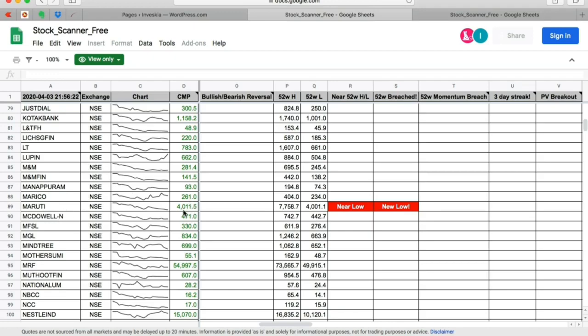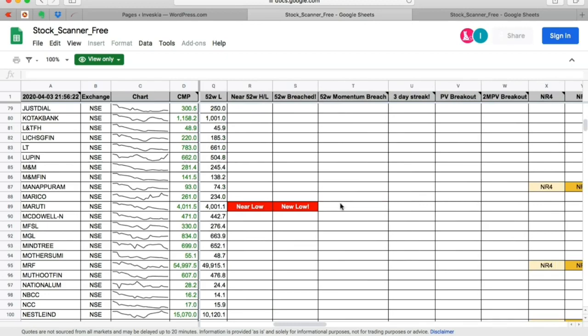It's currently at 4011.5 and its 52-week low is 4001.1. So it was near low in the previous trading days, and it broke the low in the previous trading days. So you are getting the notification on both the indicators. It will be very helpful for offloading your position or adding more position when it breaches 52-week high.